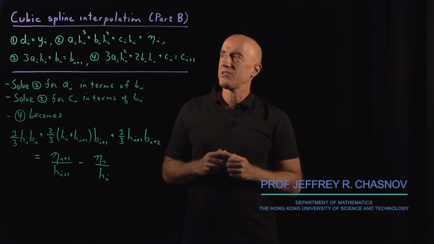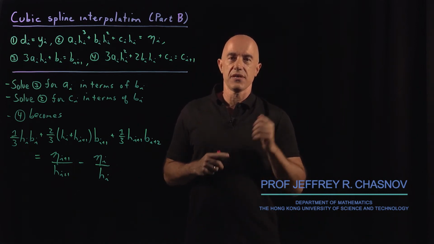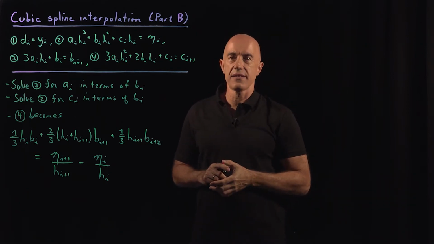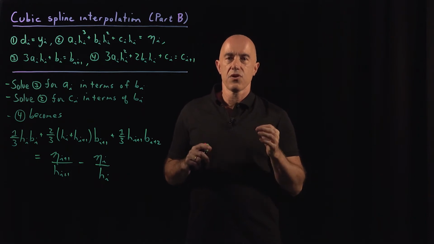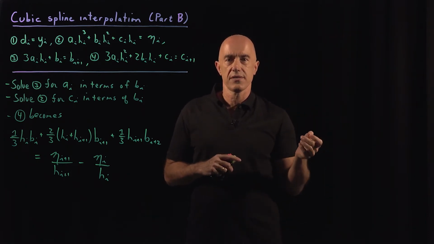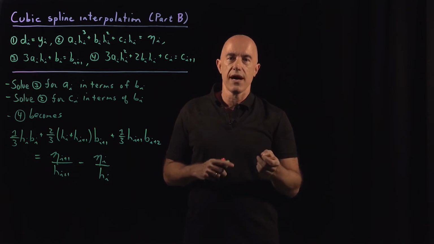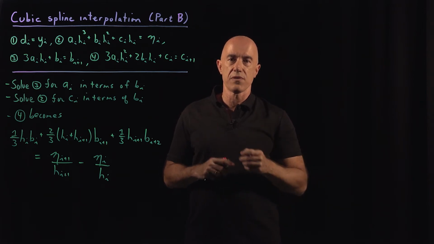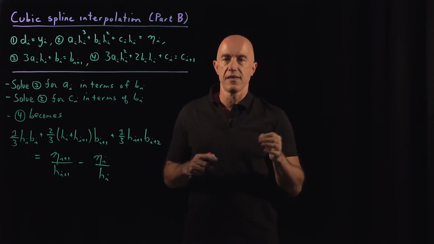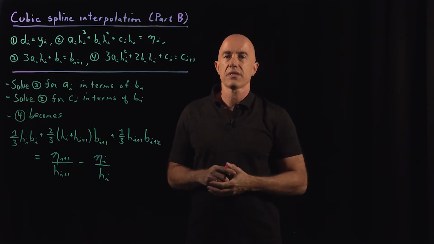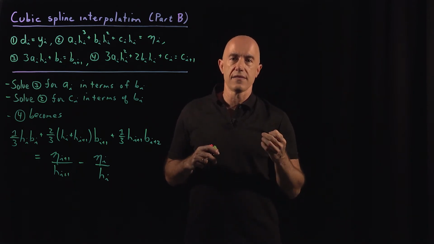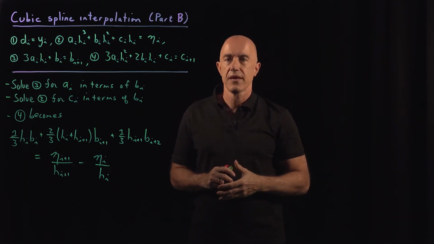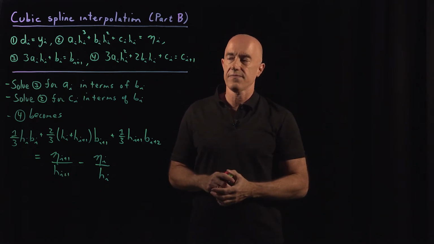So I want to finish the cubic spline interpolation analysis in this video. In the Part A video, we set up the problem. So we have these n+1 points, and we have these n piecewise cubic polynomials that we're using to interpolate those n+1 points. We require that the function go through the points, and we also require that this interpolating function will have a continuous first derivative and a continuous second derivative.